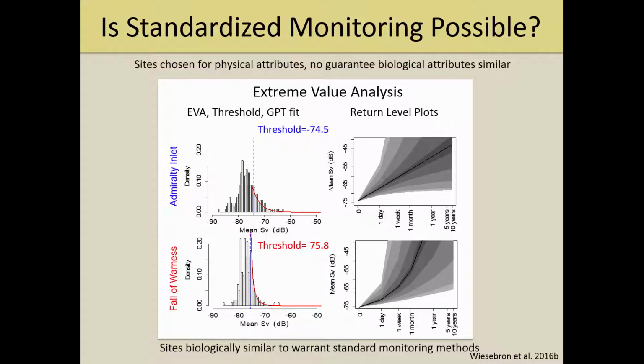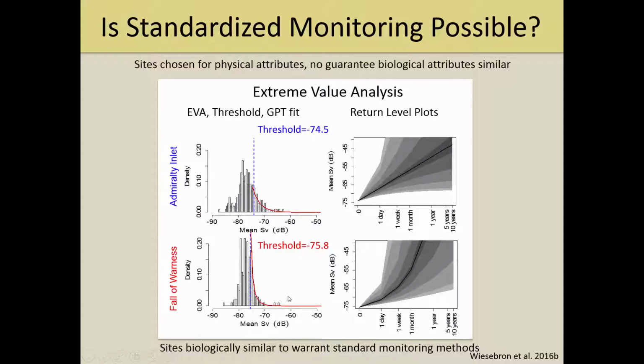The upper 2 panels represent the Admiralty Inlet EVA, or extreme value analysis, with the fit and the return periods. And underneath is the same plot done up for the Fall of Warness. When we first saw the values of the thresholds between the 2 sites, we thought for sure there might be something wrong, because they're completely selected independently. Now you might think that the similar physical conditions would lead to similar biological conditions, but these were very similar in a threshold, which would be a change in density.